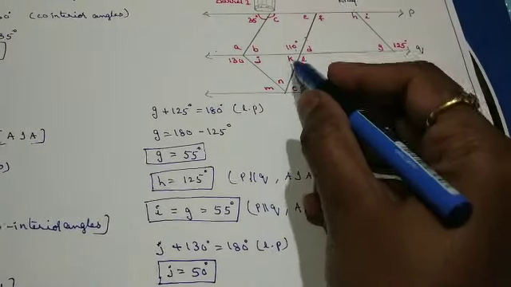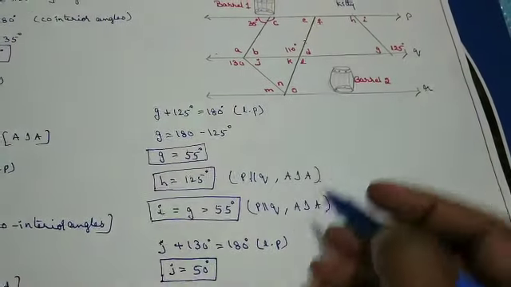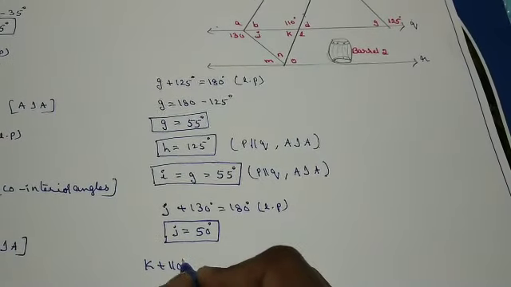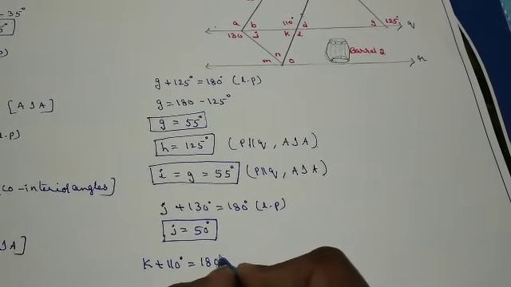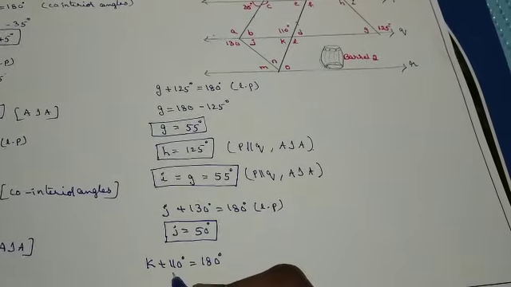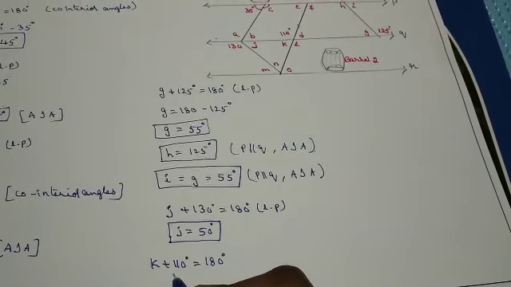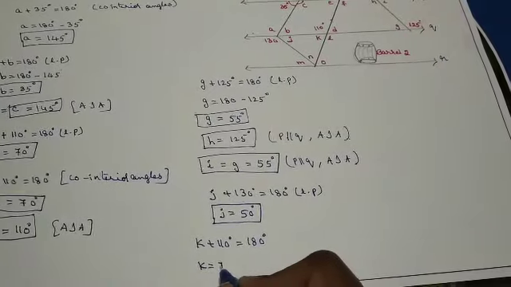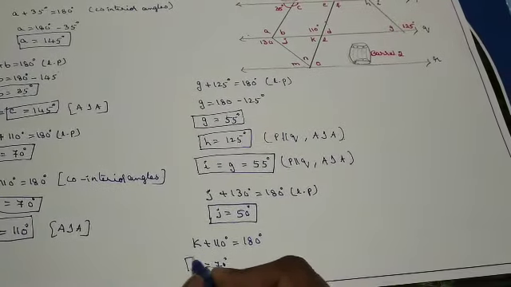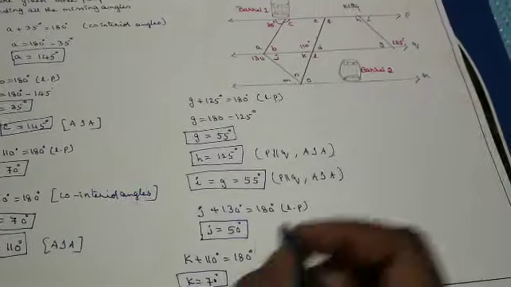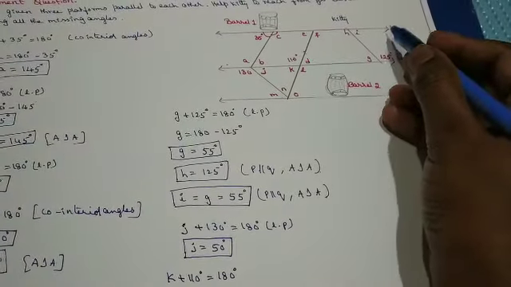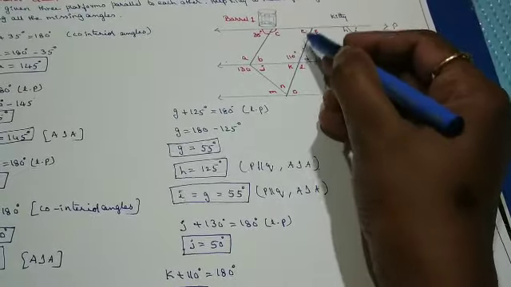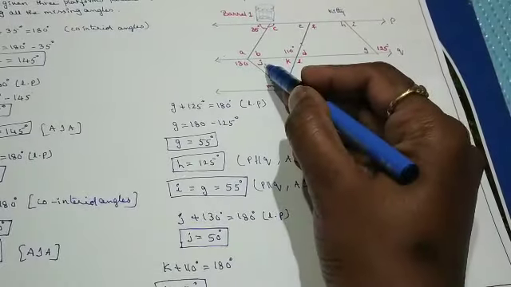How to apply with the K? Yes, linear pair. So K plus 110 equal to 180 degree. Then K equal to 70 degree. Or you can apply in the other way also, children. Q parallel to P or P parallel to Q, I can apply corresponding angles also. Clear? Now I got J, I got K.